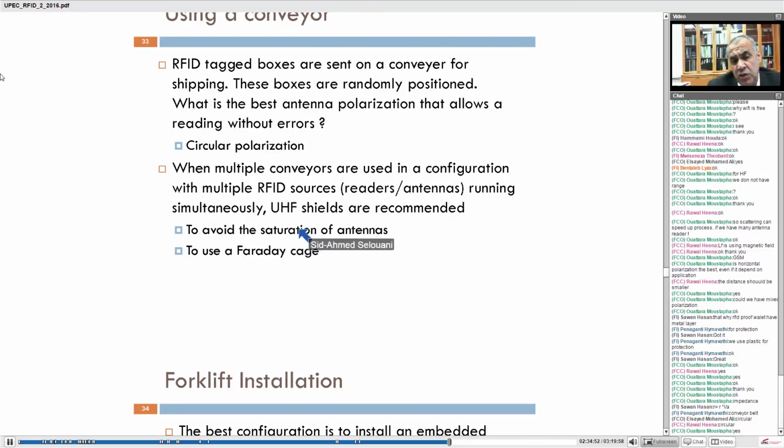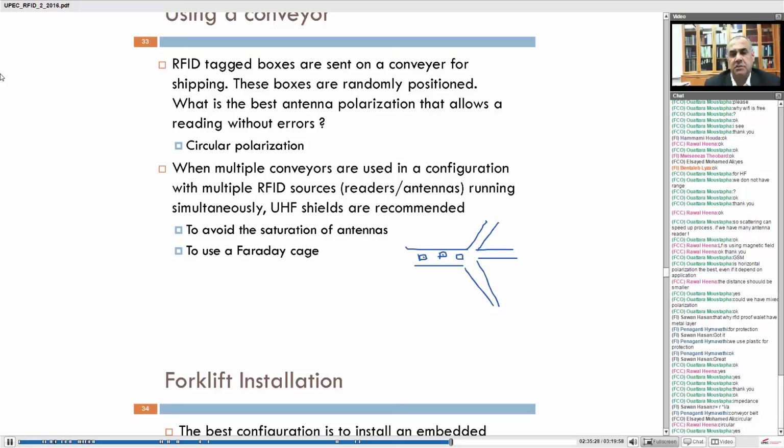Good, very good. So when you have multiple conveyors, because you can have a big industry, a big company, you have multiple conveyor belts, then you can use multiple RFID antennas and readers running at the same time. So it is recommended to use shields, bouclier, protection to avoid the saturation of antennas, and to use a Faraday cage. I will explain to you.